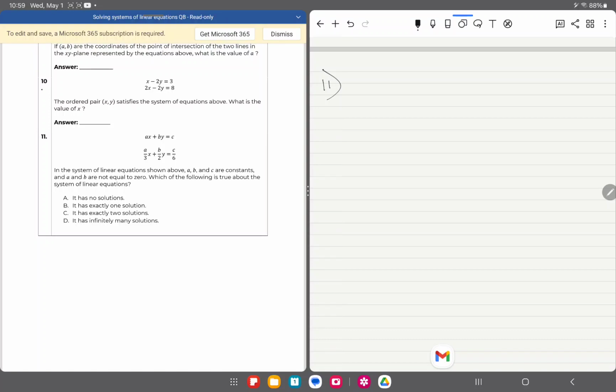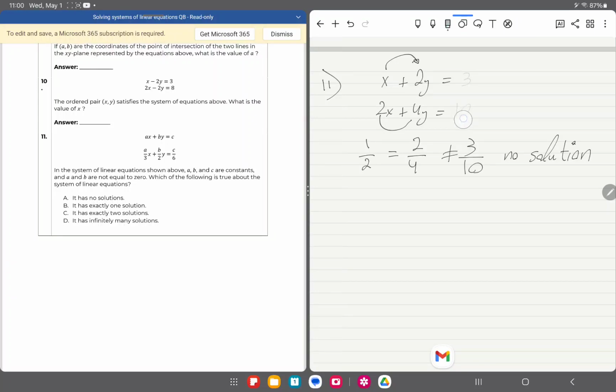Now, if it has no solutions, when would that be? Let me just write a random equation. x plus 2y is equal to 3, and 2x plus 4y is equal to 10. Looking at the ratios, 1 divided by 2 and 2 over 4 is not equal to 3 over 10. So this one has no solution.